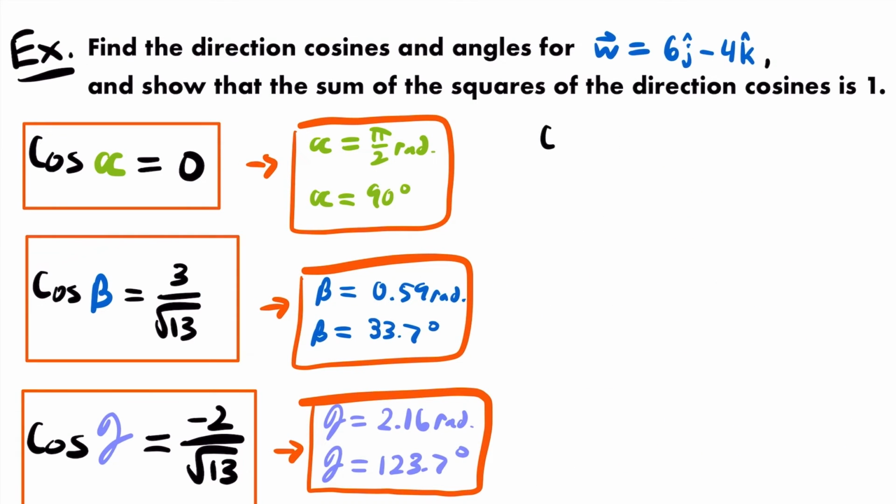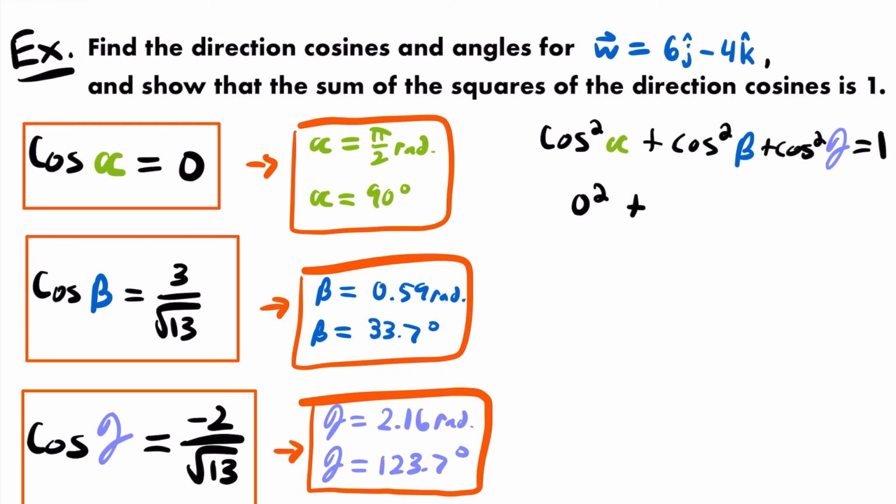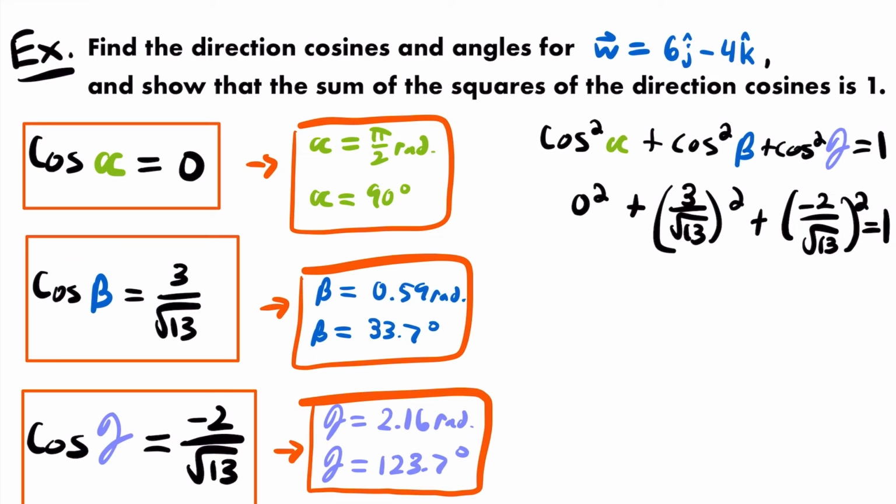We want to show that cosine squared alpha plus cosine squared beta plus cosine squared gamma is equal to 1. And so if we use each of these values for our direction cosines and plug them into this equation, we will have 0 squared plus 3 divided by the square root of 13 squared plus negative 2 divided by the square root of 13 squared. All right, and of course we're trying to see if that's equal to 1.